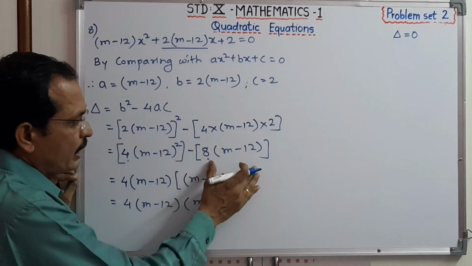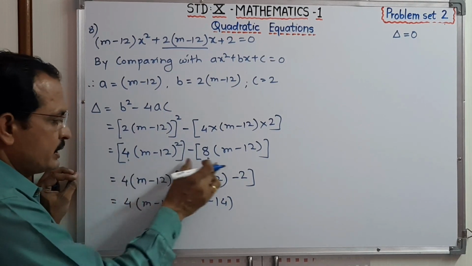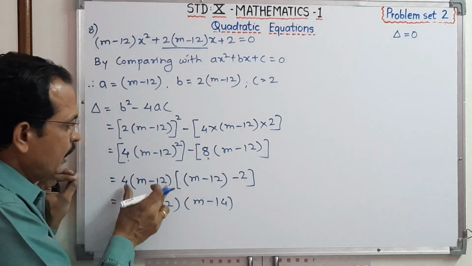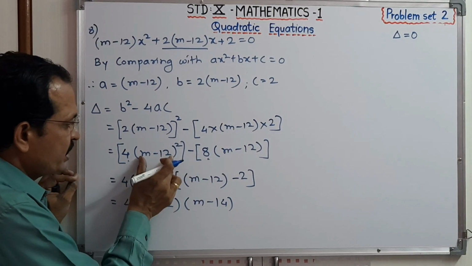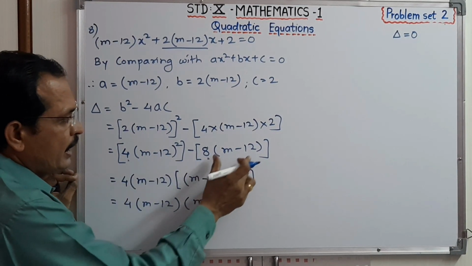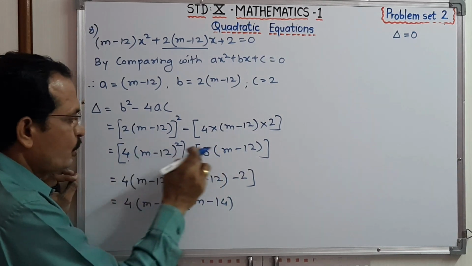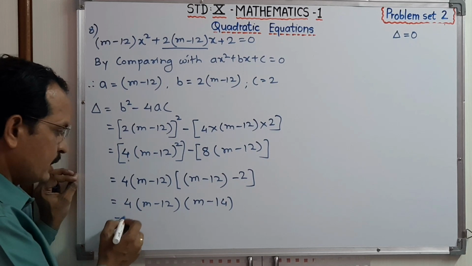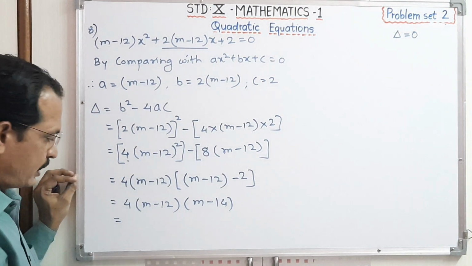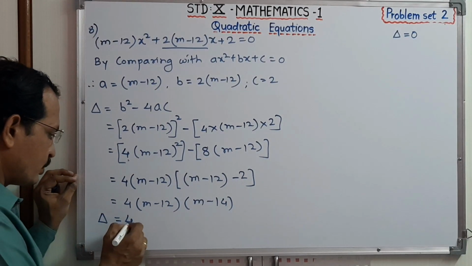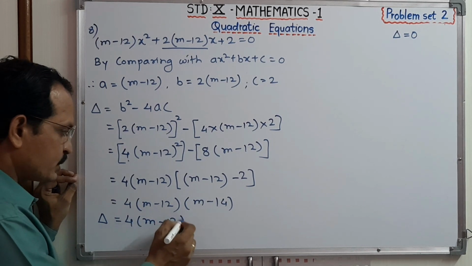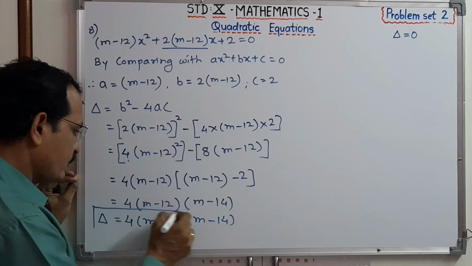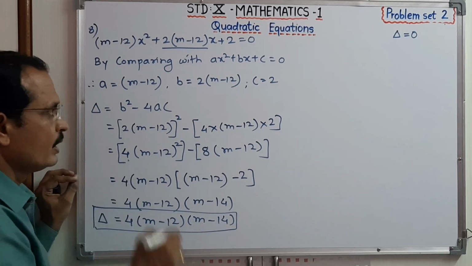Be careful while writing this. Try to understand this step. We take out 4 into m minus 12 as a common, and therefore from this m minus 12 is remaining, and from this 4 2 is 8, and this we take out the common. Now see here, this is the value of delta. Therefore we write delta is equal to 4 into m minus 12 into m minus 14. This is the value of delta.